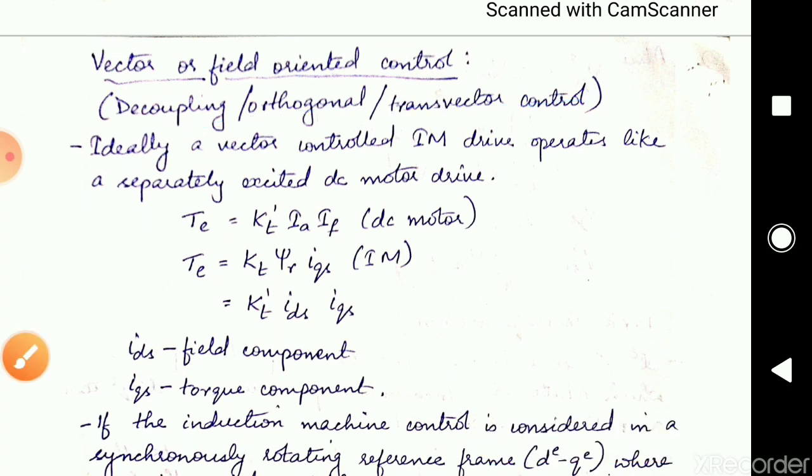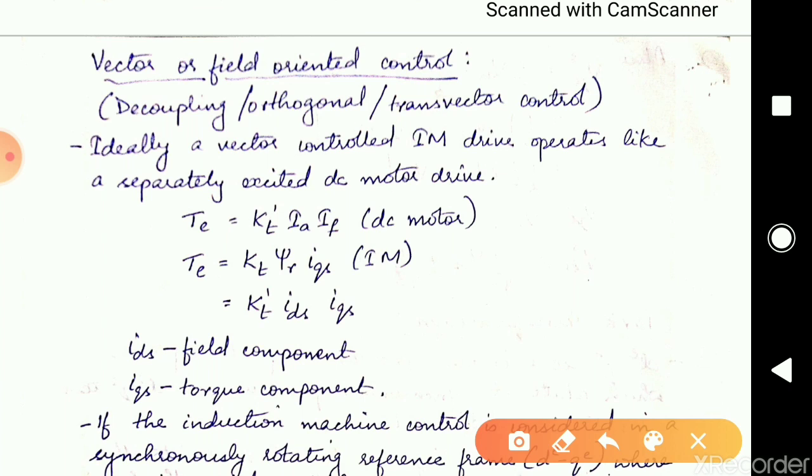In order to study the principle of vector control, we need to know the Park's and Clarke's transformation. It was already discussed in the previous video and I am sure all of you have studied these two transformations. Now, moving on to our vector control. In vector control, the induction machine is operating like a separately excited DC motor.